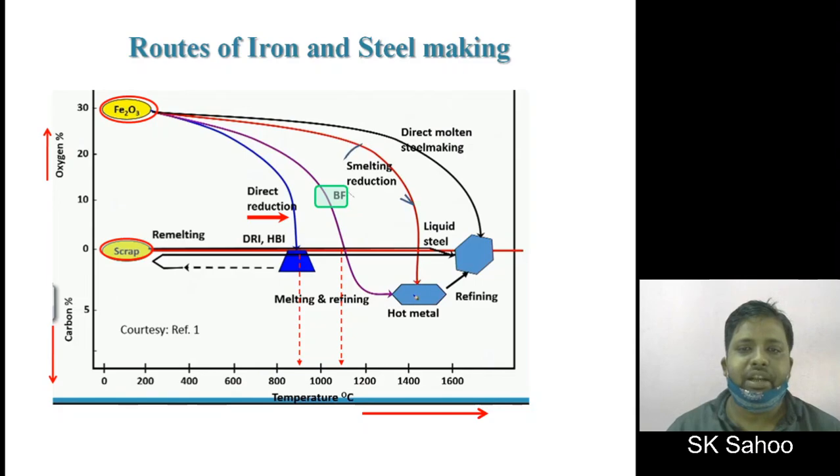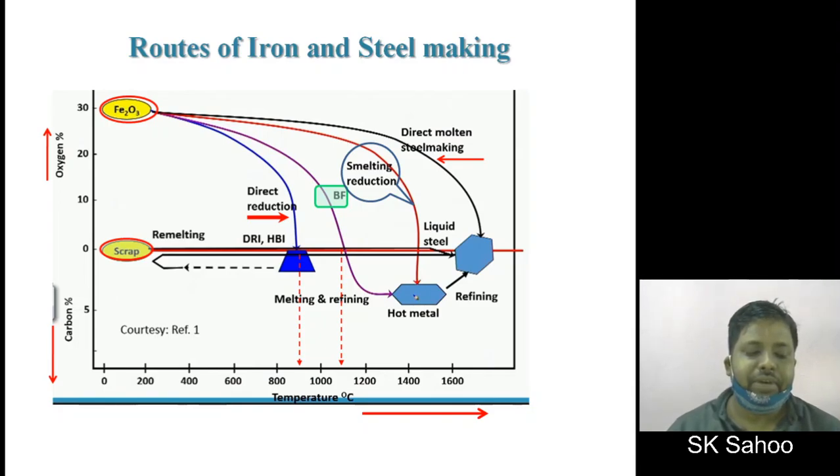The smelting reduction process, which is a part of our alternate routes of iron making, adopts very high temperature for producing molten iron. The temperature is more than that of the DR process, even more than that of the blast furnace process. Another potential method, called the direct molten steel making process, adopts still higher temperature to produce steel from iron ore directly.